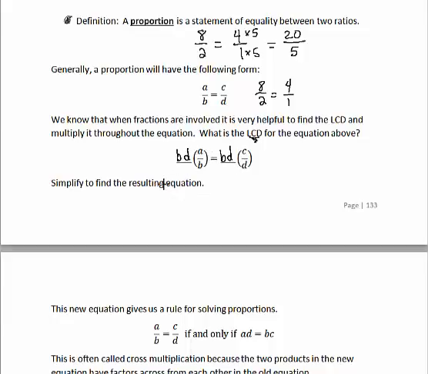If we simplify this, then on the left, the B's cancel, and we have DA. And then on the right side, the D's cancel, and so we have BC.